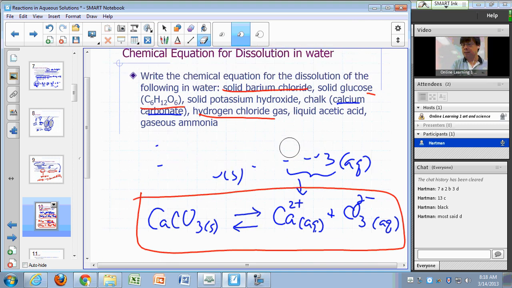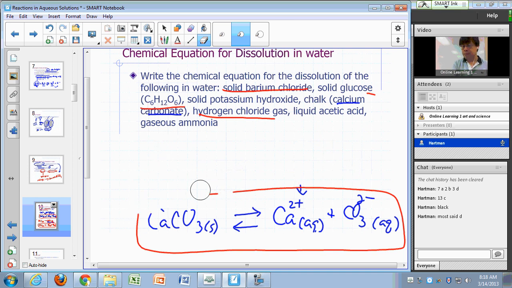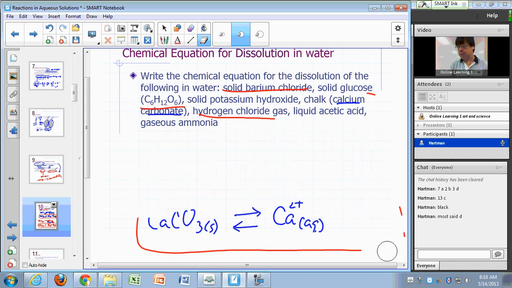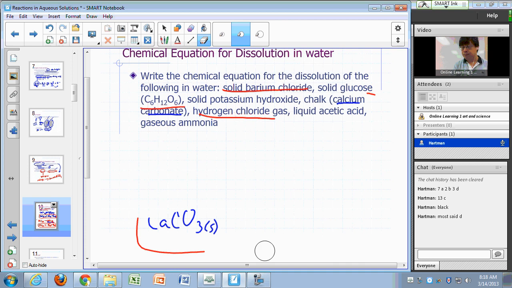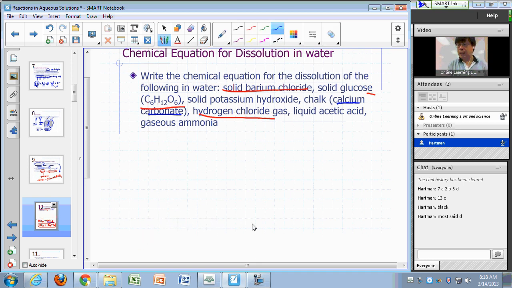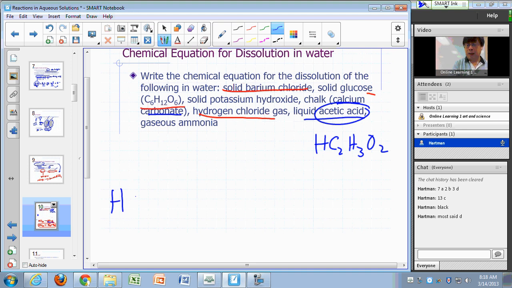Acetic acid. Pure acetic acid is a liquid. The formula for acetic acid is HC2H3O2, hydrogen acetate. It's also known as glacial acetic acid, the pure liquid.